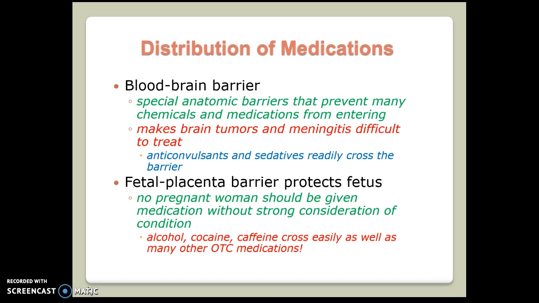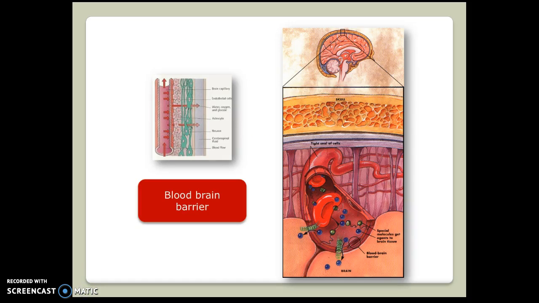The other one to look at is the fetal-placenta barrier, and its goal and its purpose is to protect the fetus. No pregnant woman should be given medication without consideration of the condition, because we don't know what's going to pass. Things like alcohol, cocaine, and caffeine will cross, as well as many over-the-counter medications. So on this slide, we see a visual example of the blood-brain barrier, and clearly it's just a picture of a blood vessel and things crossing it.